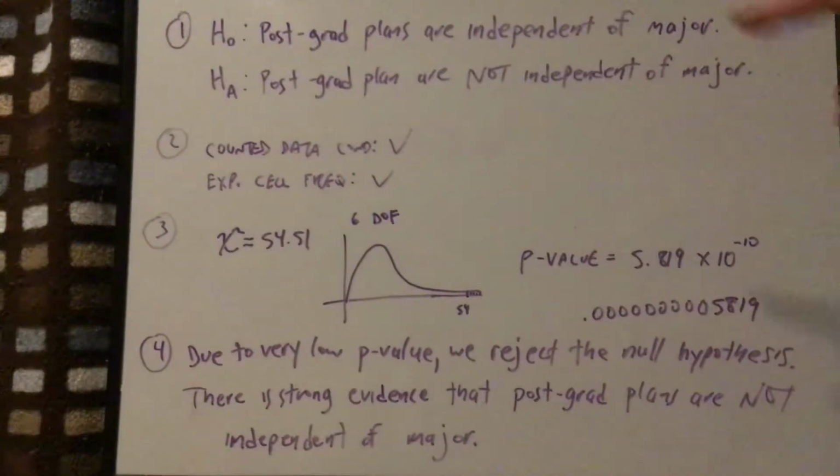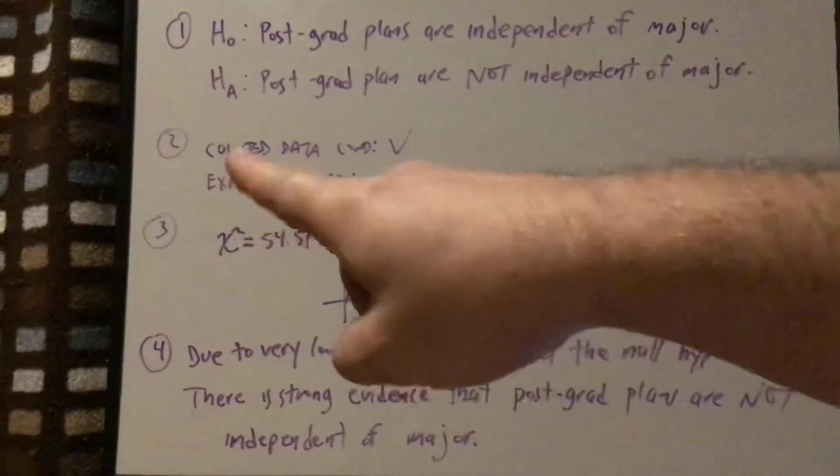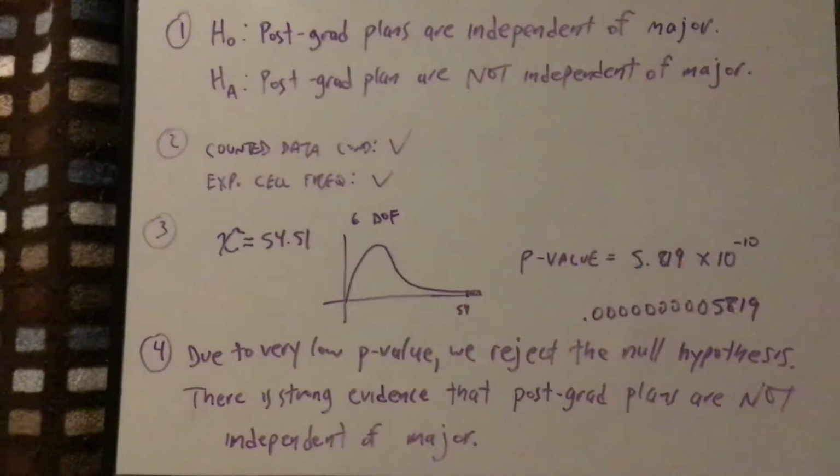Now that we've defined our hypotheses, our next goal is to check our conditions to make sure we can perform the chi-squared test. I'm just going to talk through these, so I didn't really write them out, but as always, you should put the reasons. The counted data condition: the original table had counts, so you can just say that the table was given to us in counts, we have counted data, it's good. The other one's the expected cell frequency. We just need to make sure that every cell has at least 5.